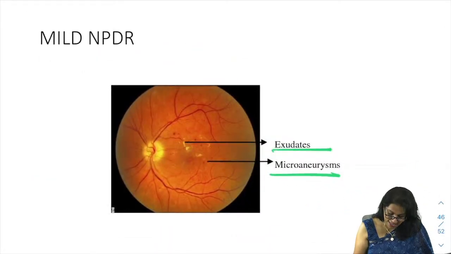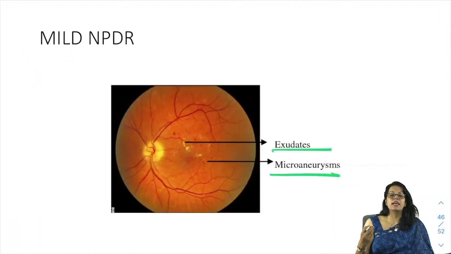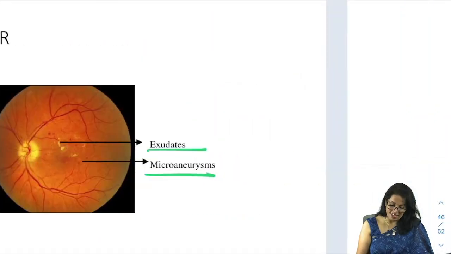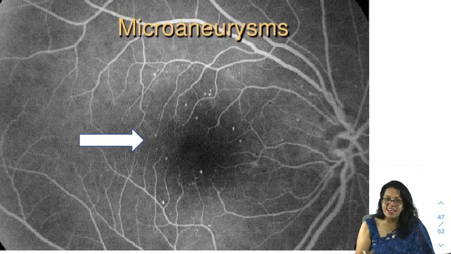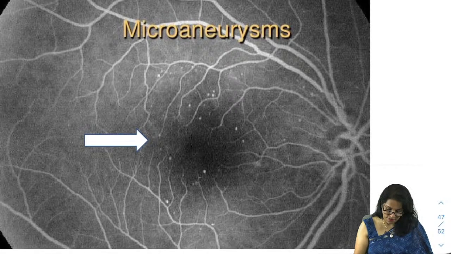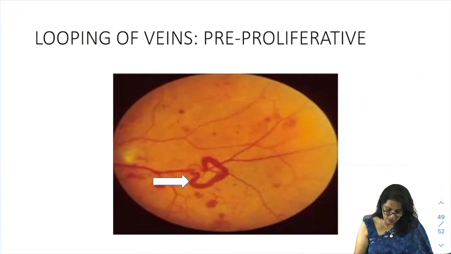Okay. Now, then we come to the next. We can actually differentiate very clearly. Suppose you confuse it with a dot and blot hemorrhage, then you have to do a fluorescein angiography, and hyperfluorescent dots, these are mainly microaneurysms. So this is what we are looking at here. The same here, microaneurysms.